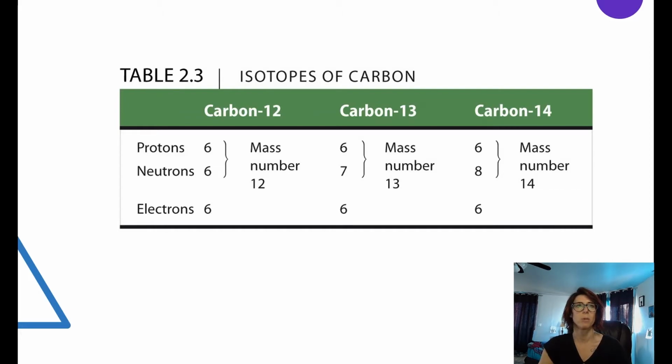So here, carbon 12 is the typical, most common form of carbon. Carbon 13 is a heavy isotope of carbon, which we can trace through living things and see where it goes. And then carbon 14 is the radioactive version of carbon, which we use for carbon dating.